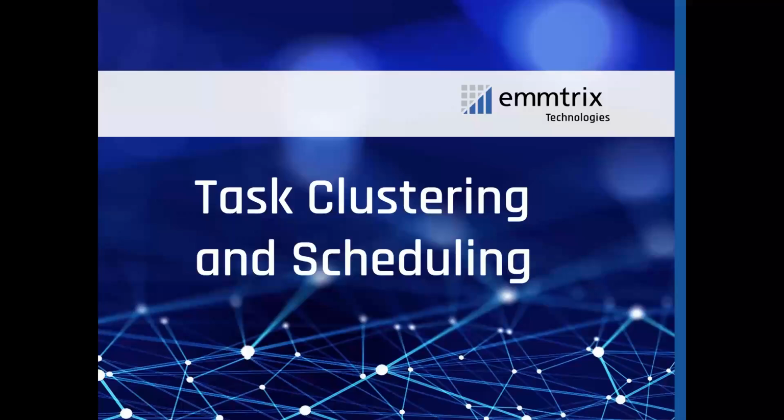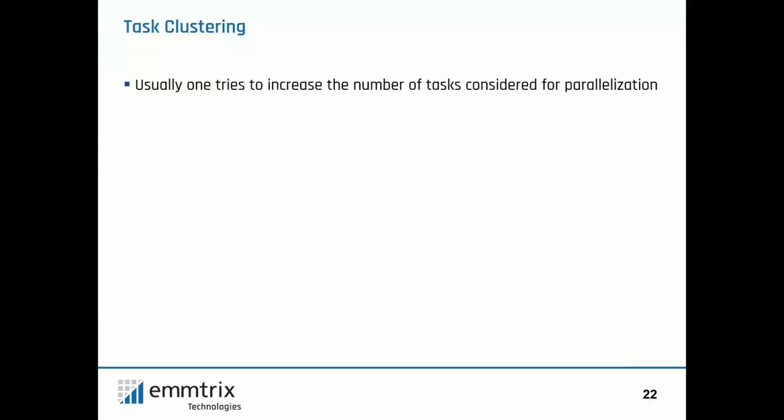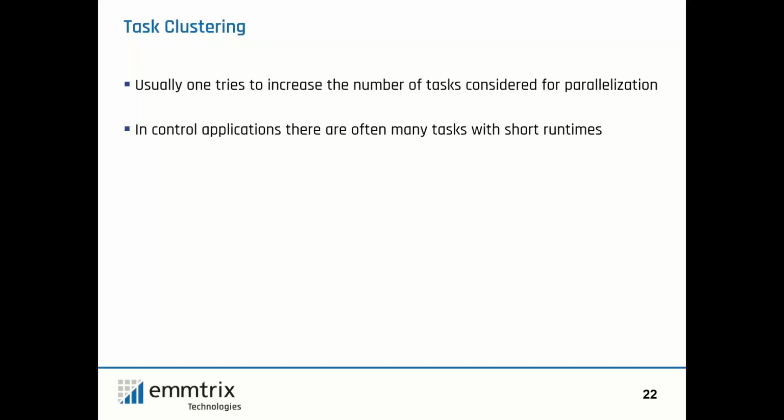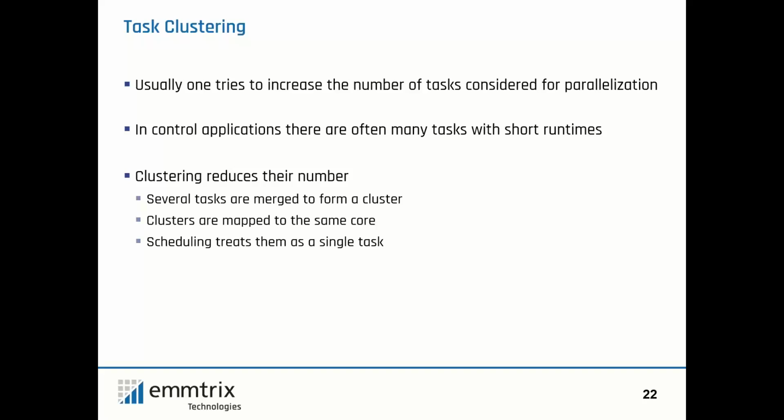Yeah, and so after getting those performance numbers, the next thing is to do the parallelization. As I already said, regarding task clustering, you usually try to increase the number of tasks considered for parallelization, but for control applications that have many tasks with short runtimes, this is not the way to go. Therefore, it's better to cluster those tasks and reduce their number. This means that we take several tasks where we analyze beforehand that it will not make too much sense to move them to different cores, and treat them as a single task. Let's say what we did, we reduced the 1,400 tasks to 100 tasks that are then fed to the scheduler.